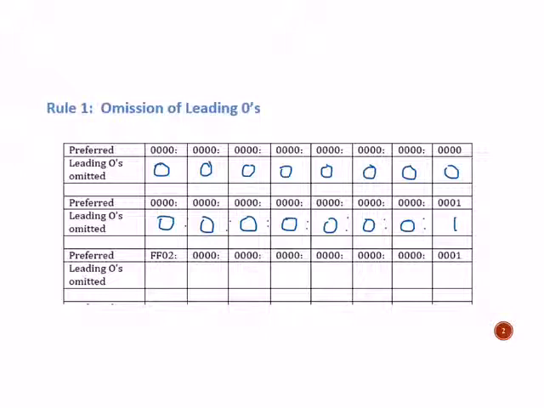Let's look at the last example. FF02 would remain FF02. The next one would be a 0, followed by a colon, a 0, followed by a colon, a single 0, followed by a colon, and yet another single 0. The last one would be a single 1. You'll notice that address is a lot easier to look at with fewer numbers.